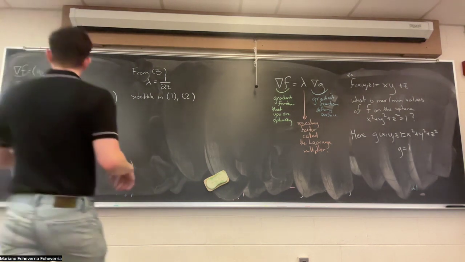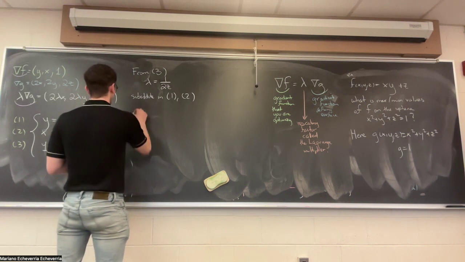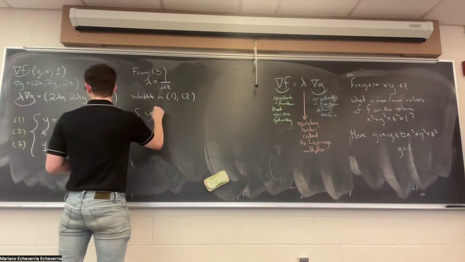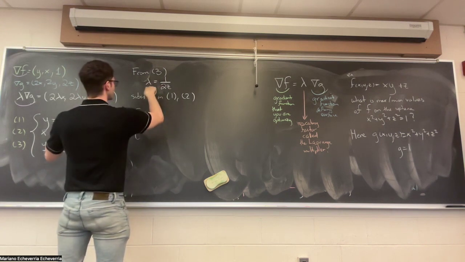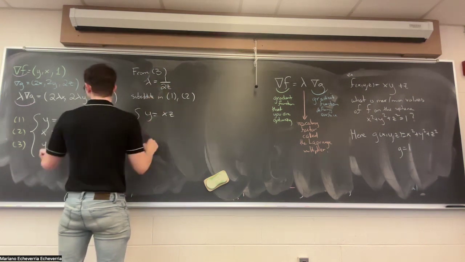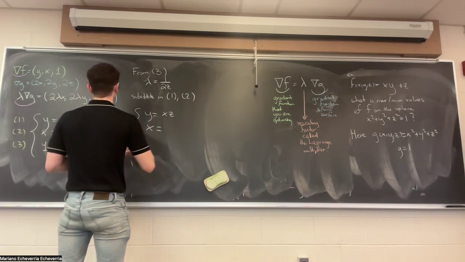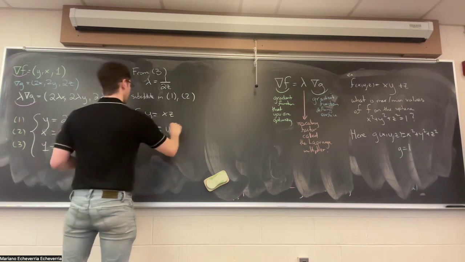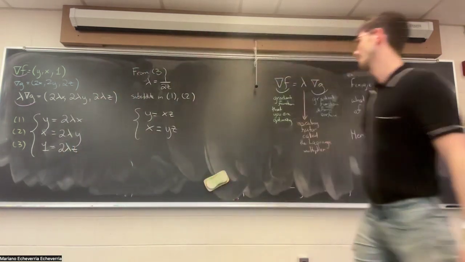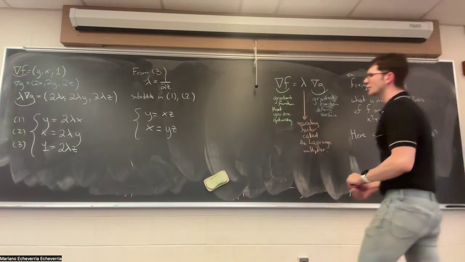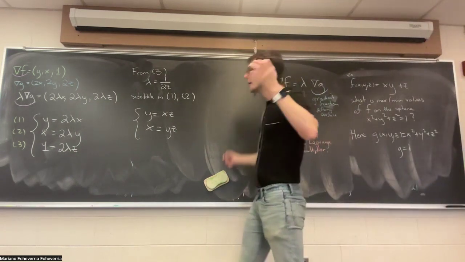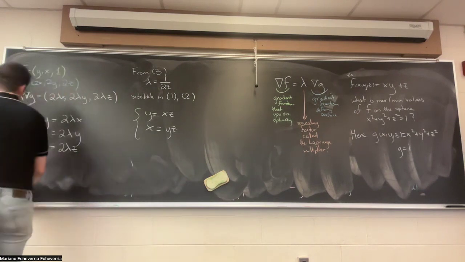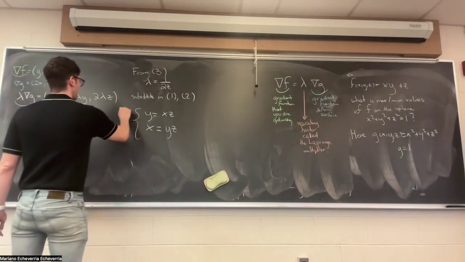Okay, so if you substitute this into 1 and 2, you find that y equals 2 lambda, but lambda now becomes 1/2z, so the 2's cancel. So you get x z, and you also get that x equals y times z. You don't need to relabel and renumber the equations, but if you want, we can call these equations 4 and 5.